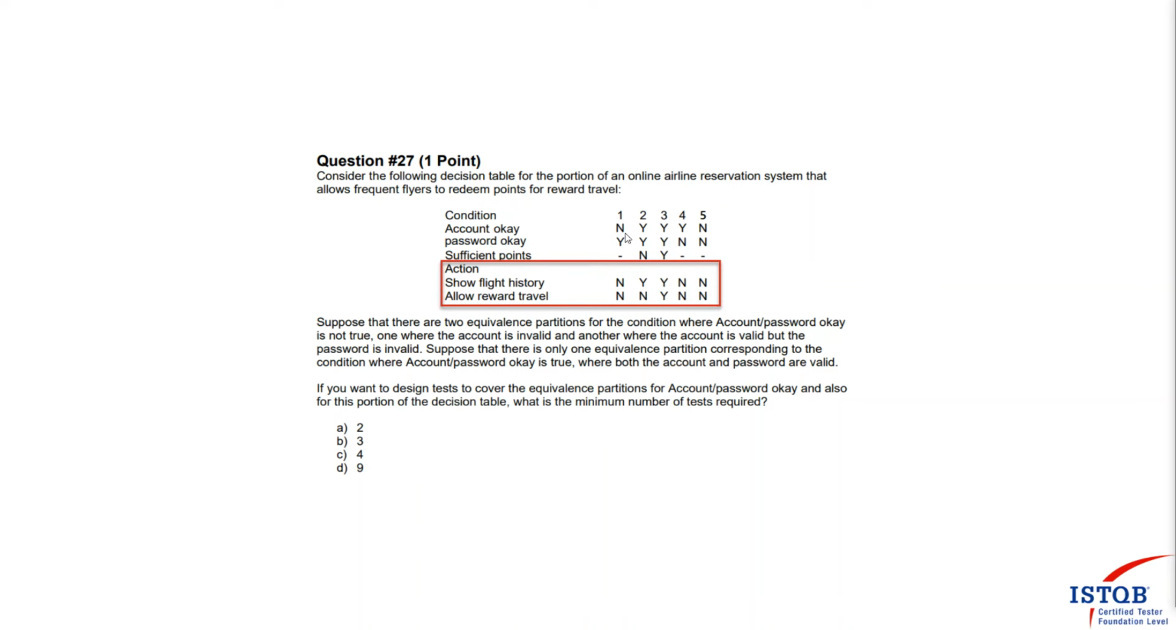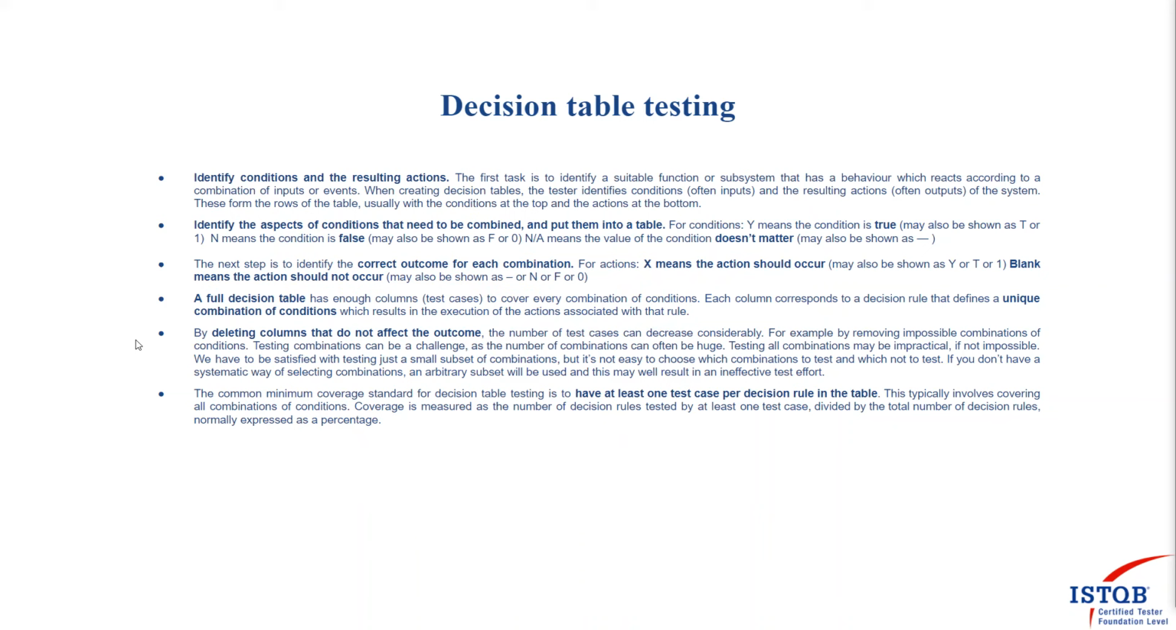For all other scenarios, whether the password or account is not correct, actions are no. As we see in our test cases 1, 4, and 5. We have finished with the step, identify the correct outcome for each combination. Let's move to the next one. Next step is, delete columns that do not affect the outcome.